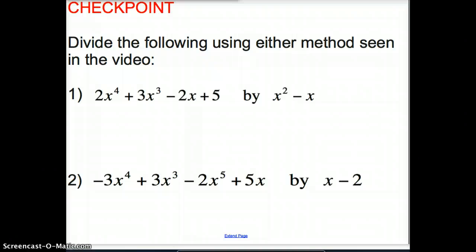The one thing I failed to mention is that it's really best to have your powers in descending order. So x to the 4th, x to the 3rd, then x. Here, notice they're not in descending order because x to the 5th is the biggest, and it's 3rd. So I would start by rewriting this problem in order of the power, being really careful with my negatives.